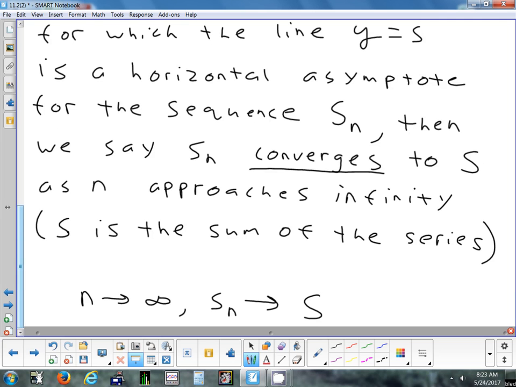So kind of the really short way to say that, if you just want to use a notation, is that as n approaches infinity, the nth partial sum approaches S. Again, what's S? It's the number that is a horizontal asymptote for the formula for that.